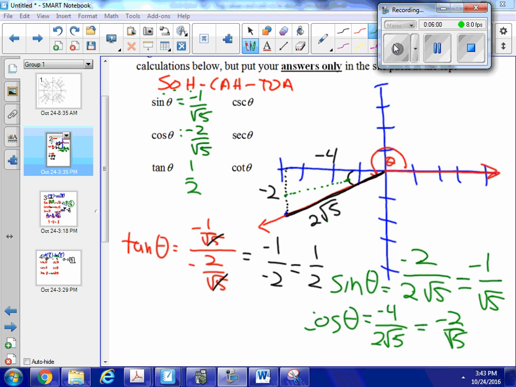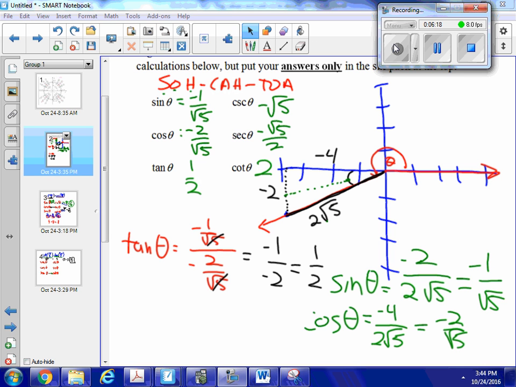So my cosecant is going to be negative radical 5. Well, you could say negative radical 5 over 1, but that's unnecessary. My secant is going to be negative radical 5 over 2. And my cotangent is going to be 2.